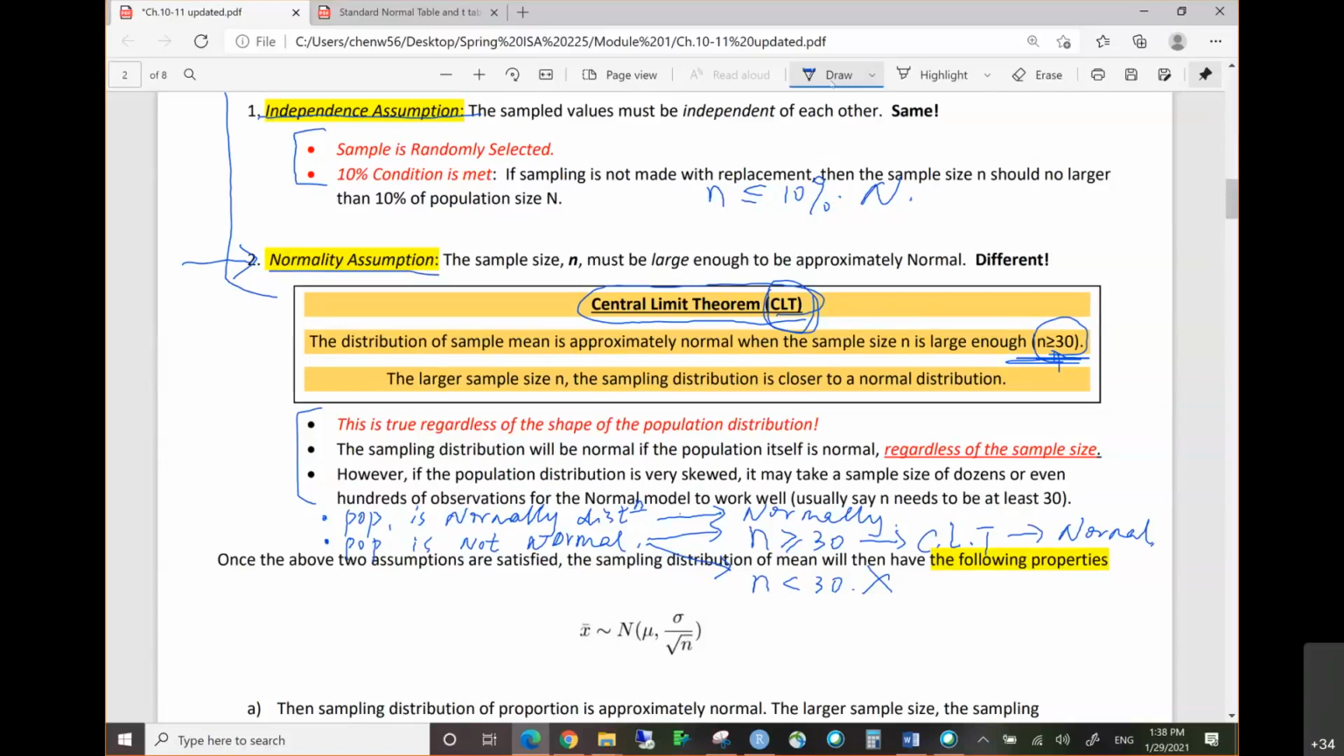All right, so reversely, for what case will this assumption not be satisfied? There is only one case where this normality assumption is not satisfied. Only when the population is not normal and you have a small sample size, then this normality assumption will not be satisfied. Otherwise, for other cases, this normality assumption will be satisfied. We can consider the sampling distribution follows a normal distribution.